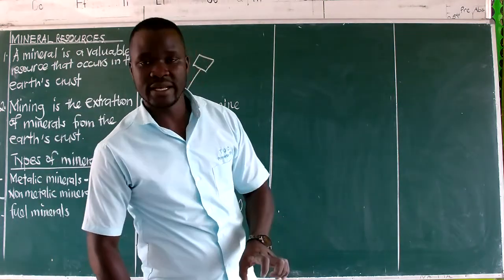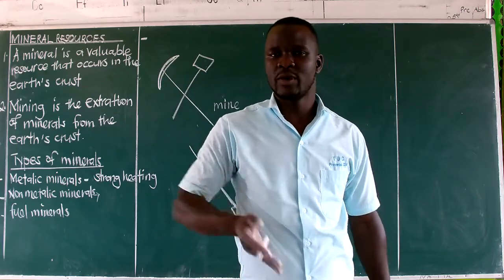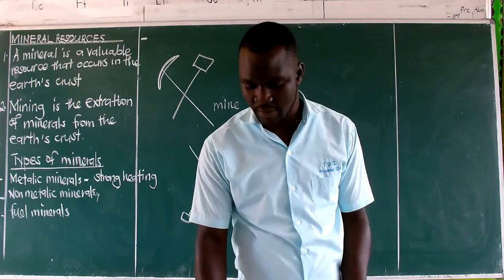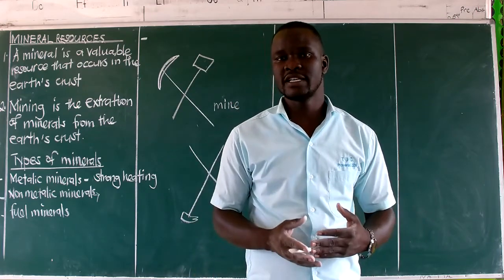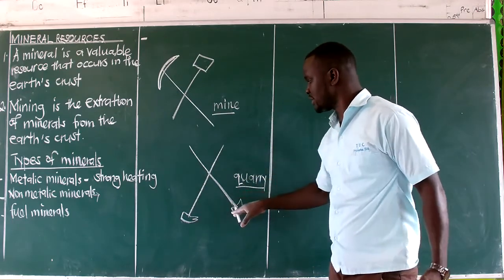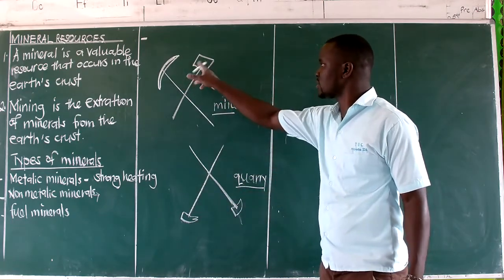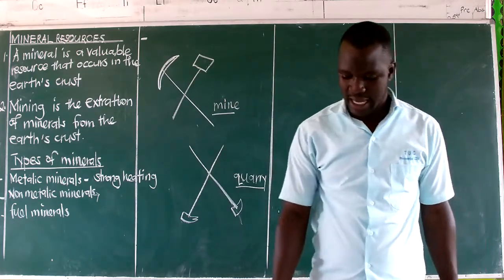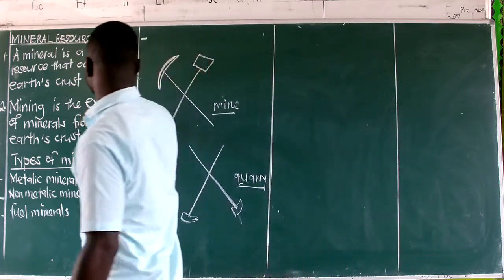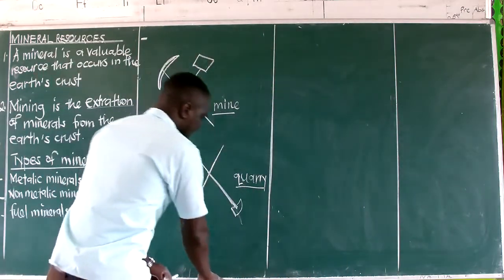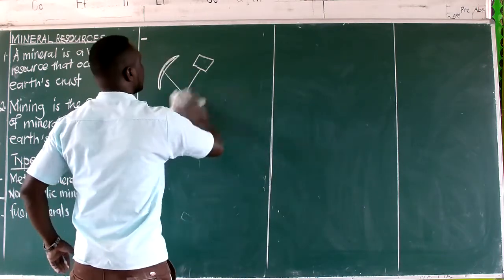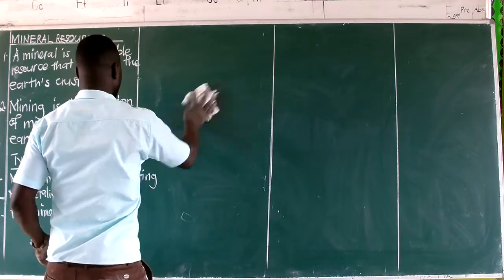Of course, we know a quarry is that place where stones are broken into smaller ones, which are used for different activities like construction, among others. So we need to be able to tell the difference between a mine and then a quarry. A quarry has the tools represented down, whereas a mine has the tools facing up. Let's go to the types of mining, because we said mining deals now with extraction. Let's look at how these minerals are extracted from where they exist, from the earth's crust, as we said.